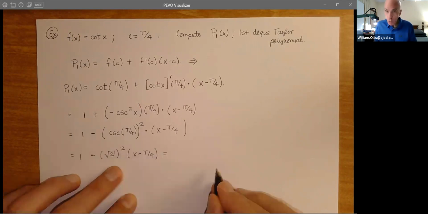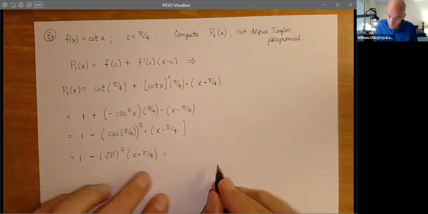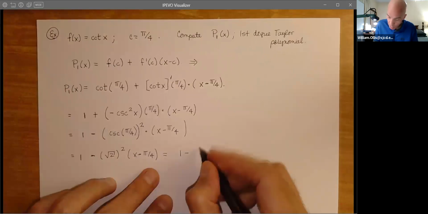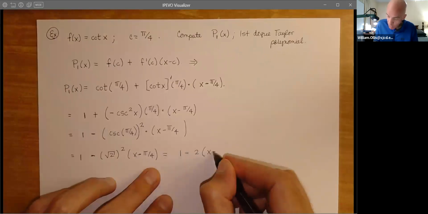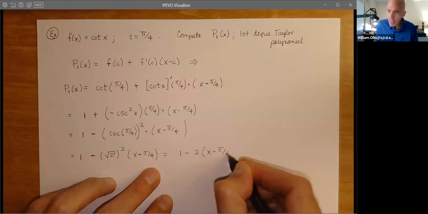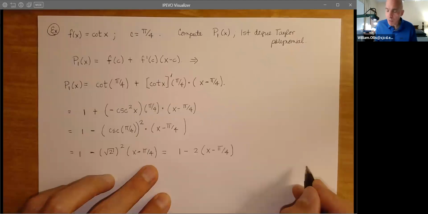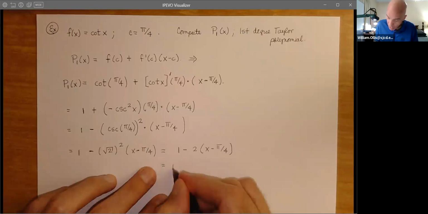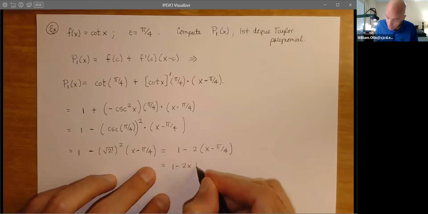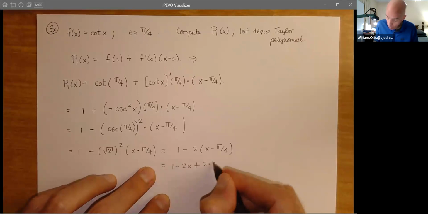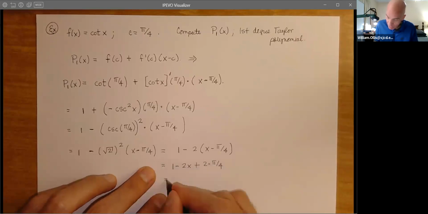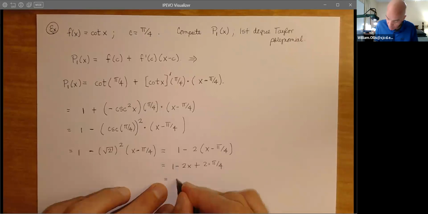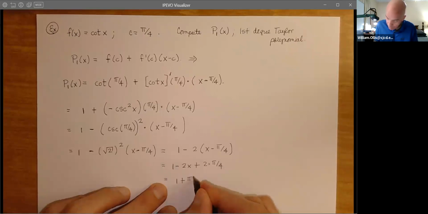So now we've got the square, so that's just going to give us a 2. So we have 1 minus 2 times x minus, so you're thinking this is like a recipe, and pretty much is when you're just computing polynomials. So this is 1 minus 2x plus 2 times pi over 4. So we can write this as 1 plus pi over 2 minus 2x.